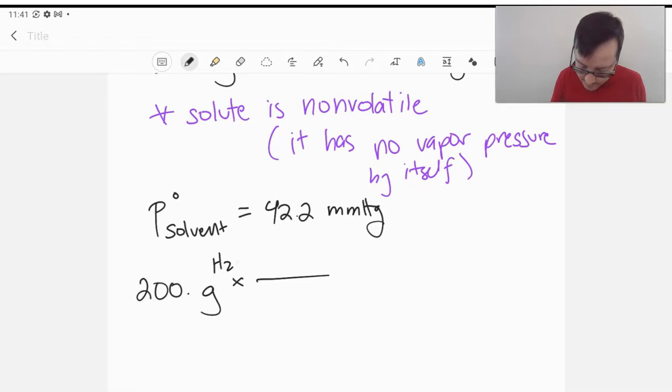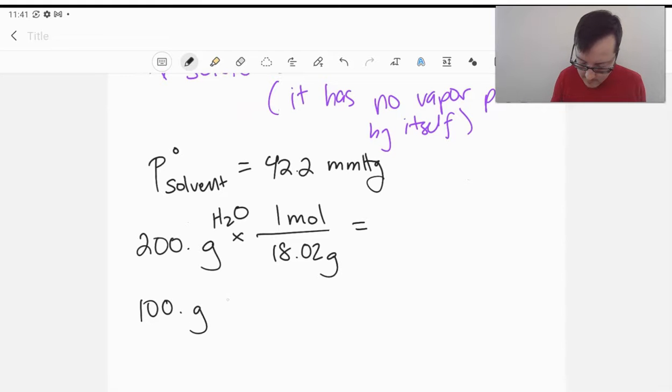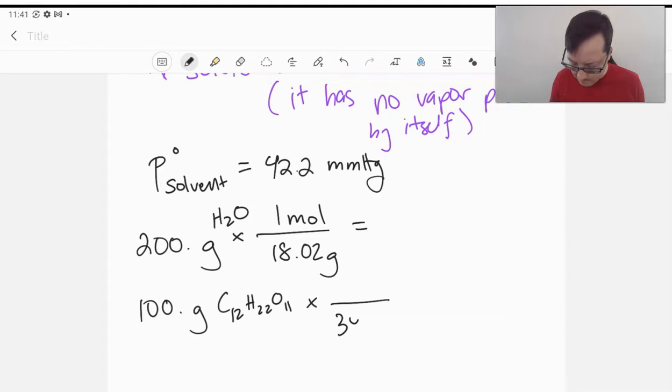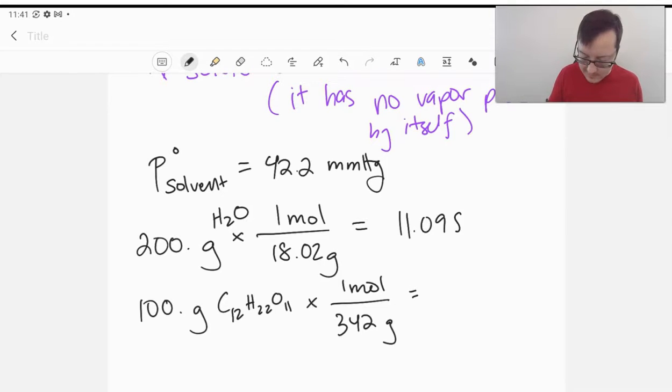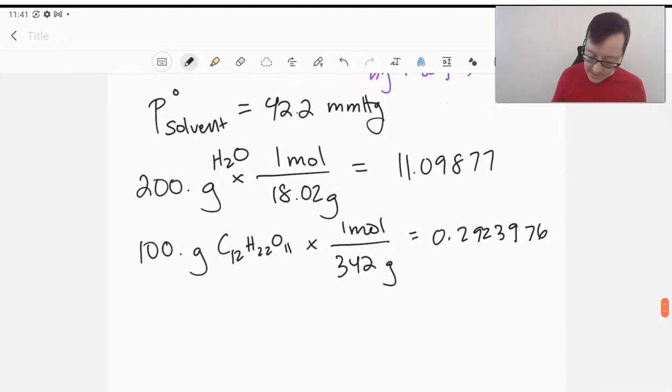So since this was water, that's 18.02 grams per mole. For the sucrose, that's a molar mass of 342, if I remember correctly. We'll just assume that I'm right, as always. And boom, calculate. Let's do it. 200 divided by 18.02, 11.09877. And for the sucrose, 0.292396, whatever.